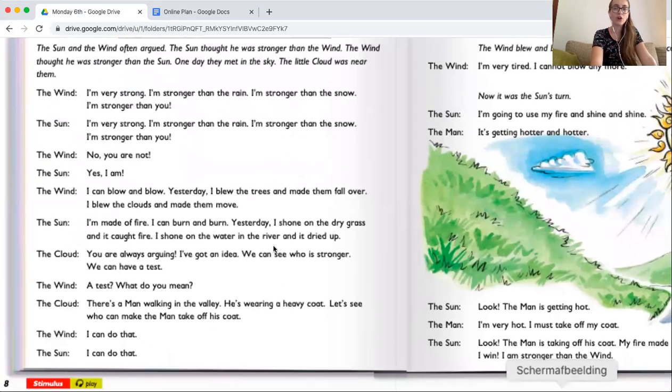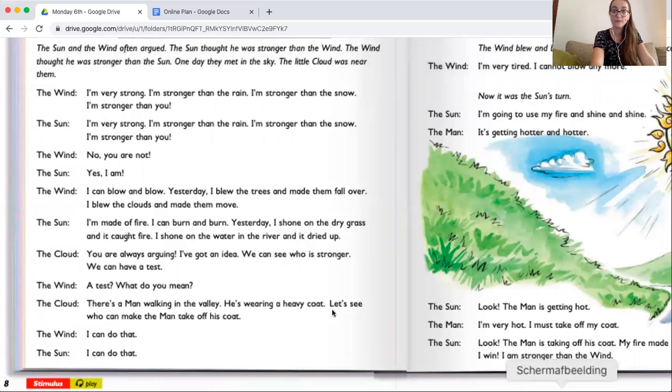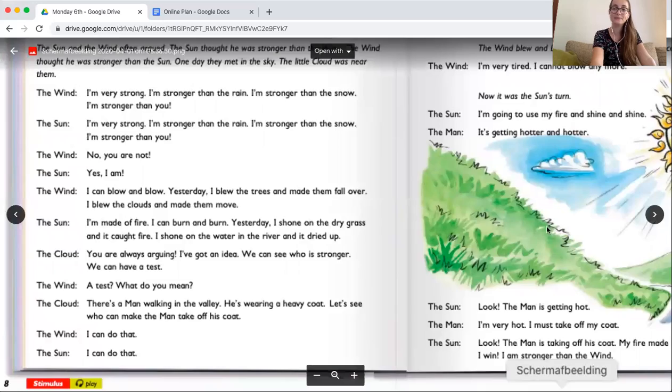You are always arguing. I've got an idea. We can see who is stronger. We can have a test. A test? What do you mean? There is a man walking in the valley. He's wearing a heavy coat. Let's see who can make the man take off his coat. I can do that. I can do that.